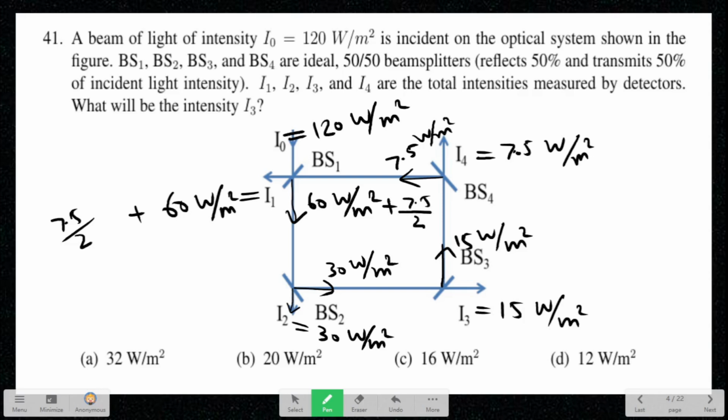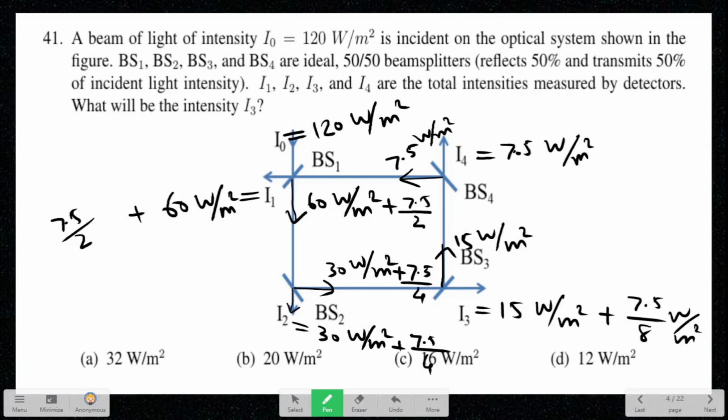Now this 7.5 by 2, it again 50% is reflected, 50% is transmitted, so that adds to this as well. So 30 plus 7.5 by 4. Here I2 is equal to 30 plus 7.5 by 4. Now this 7.5 by 4, it again reflects and transmits after reaching BS3. So we have I3 is equal to 15 plus 7.5 by 8 watt per meter square.